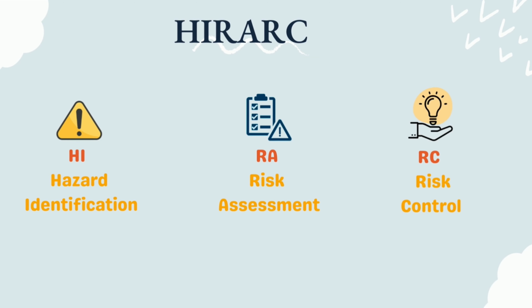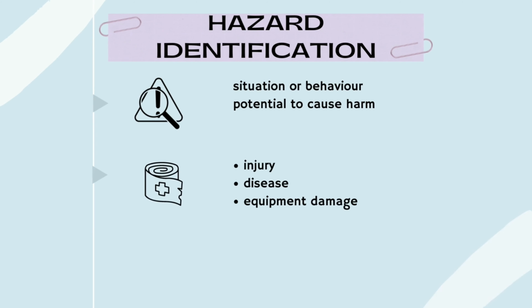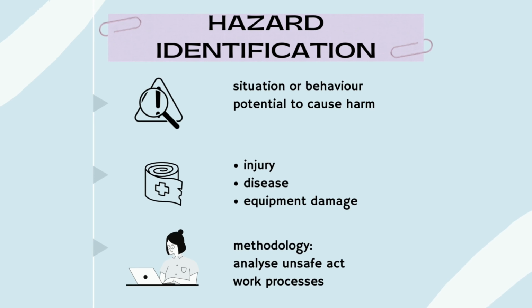So, what is HIRARC? Hazard identification is defined as anything, such as a situation or behavior, that has the potential to cause harm. Hazards could have adverse effects like bodily injury, disease, and even equipment losses. One of the methods to identify hazards is to analyze unsafe acts at each work area.